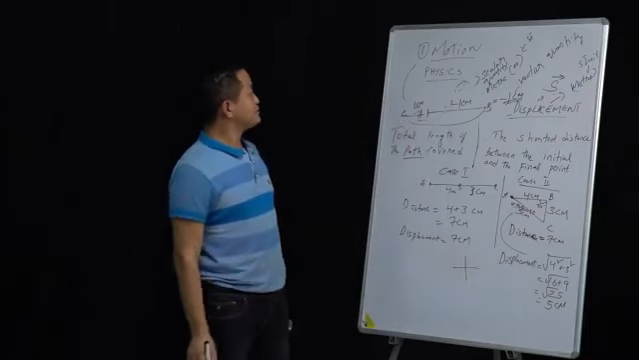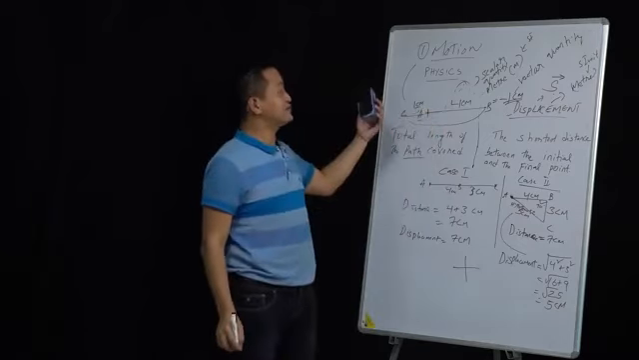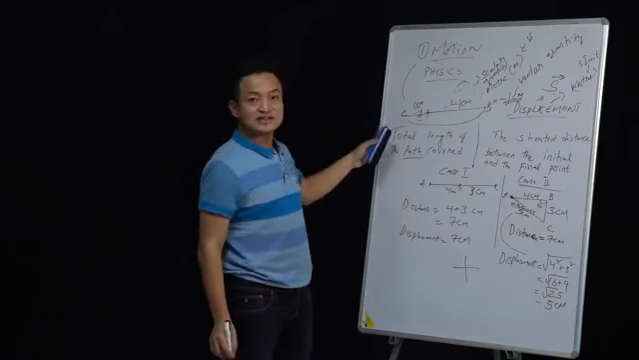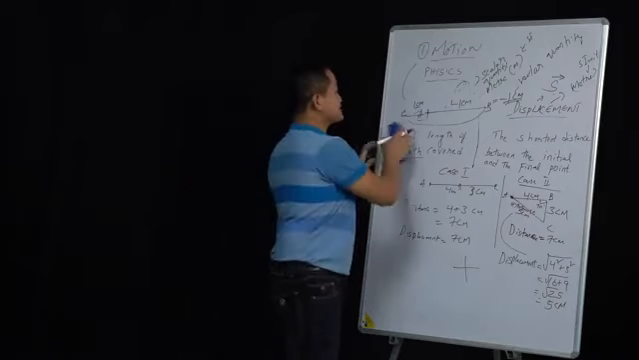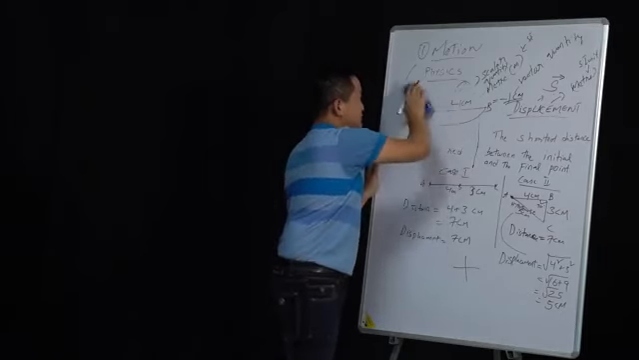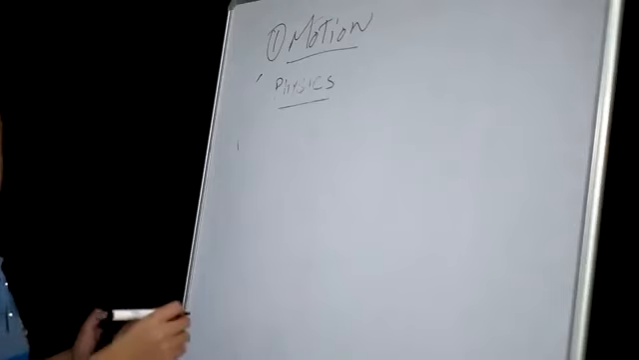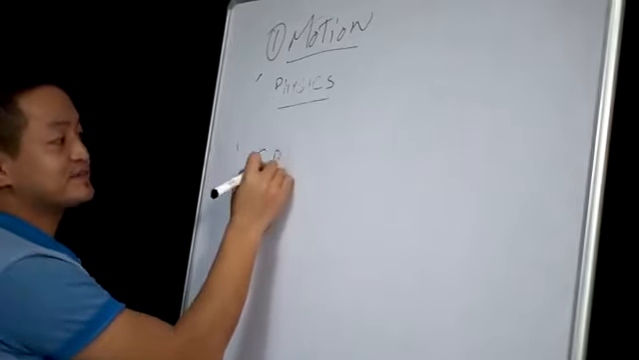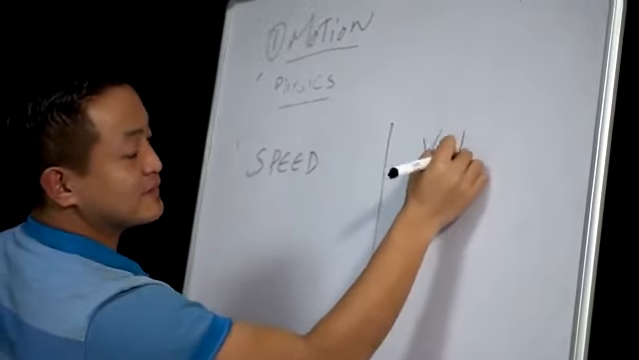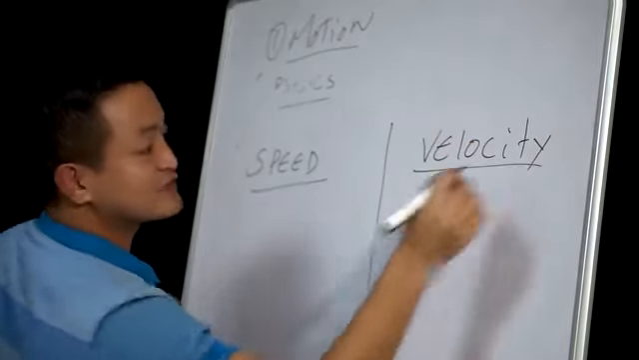Okay. So if you are clear with this one, we'll go to the next important topic, that is speed and velocity. Clear? So our next topic would be speed and velocity. Okay, students, our next topic is speed and velocity.